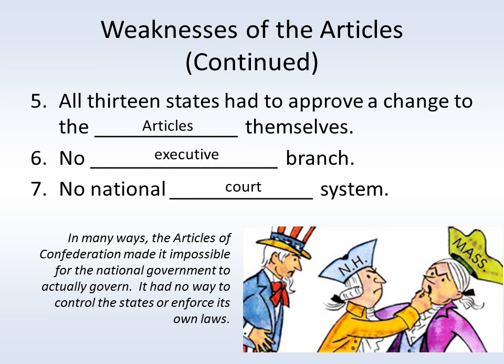In many ways, the Articles of Confederation made it impossible for the national government to actually govern. It had no way to control the states or enforce its own laws.